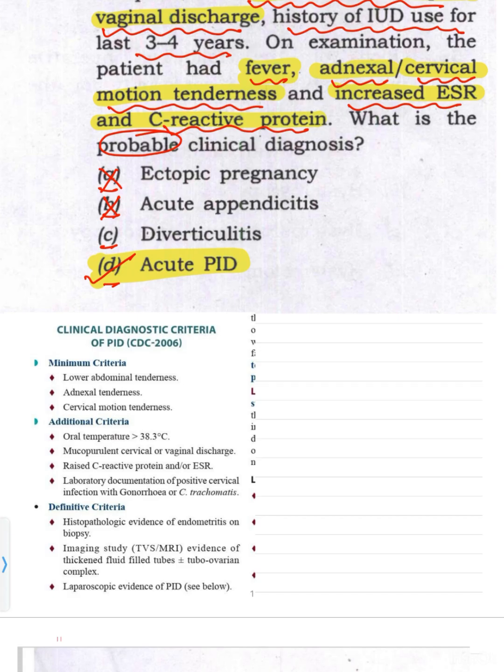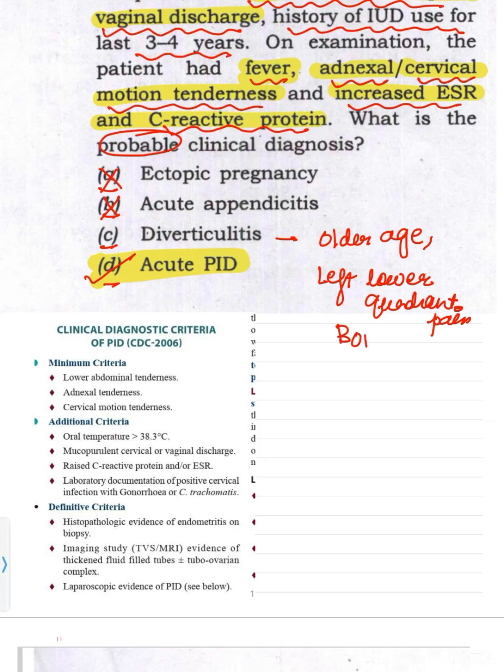Now coming to the third, that is diverticulitis. Generally diverticulitis occurs in older age. In older age, the patient will be presenting with left lower quadrant pain, and there would have been bowel symptoms.